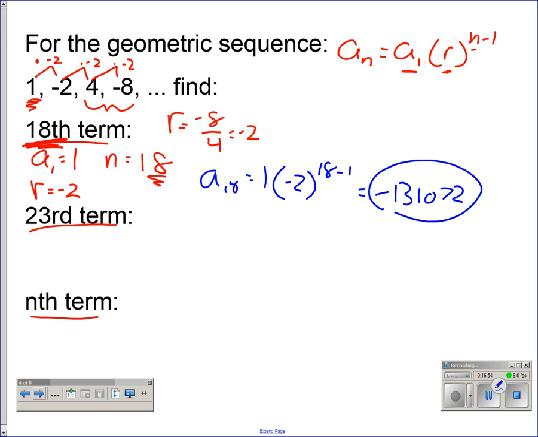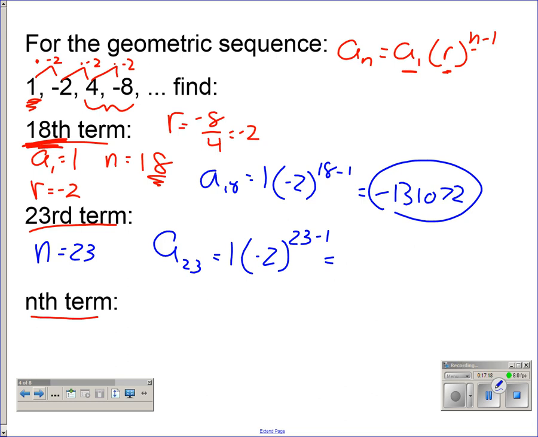Let's do our 23rd term. The 23rd term is the same exact thing, the same exact process. It's just what value's changing. It's now 23, right? So that's going to be a sub 23 equals, our first term is still the same, it's still 1. Our rate is still -2, but now it's to the 23rd minus 1.